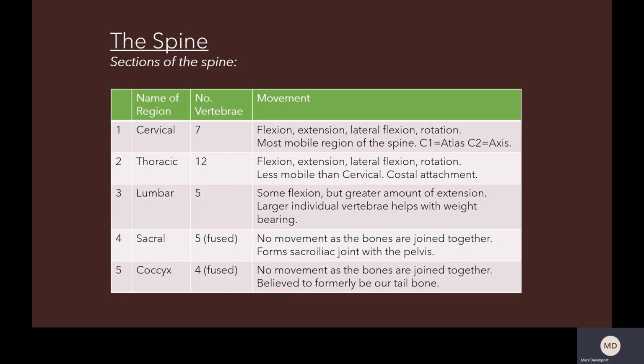So those are the regions we just talked about: the cervical, thoracic, lumbar, sacral, and coccyx. The vertebrae numbers are all there, and the movement at each is listed there. I'm not going to run through them all with you because you can keep these slides to have a look through. But it gives you the movement that happens within each area.